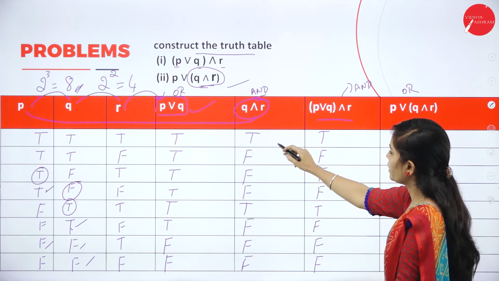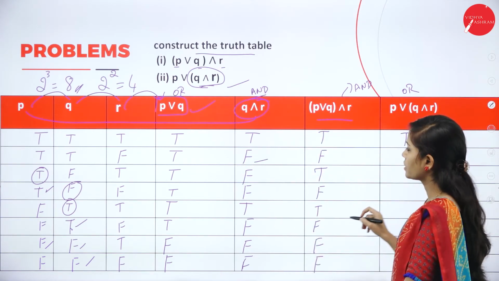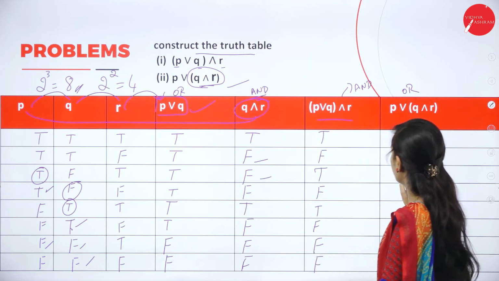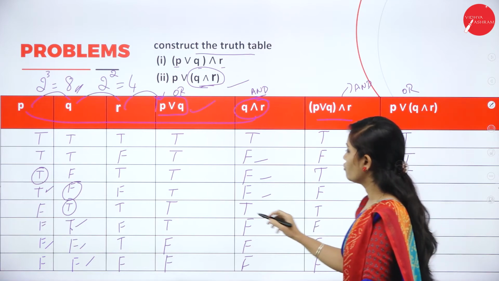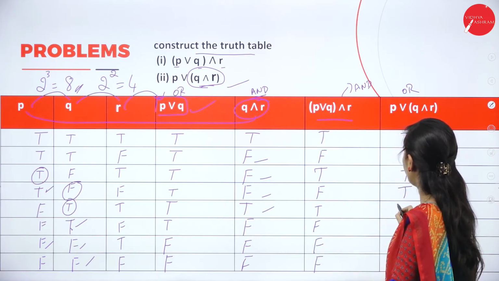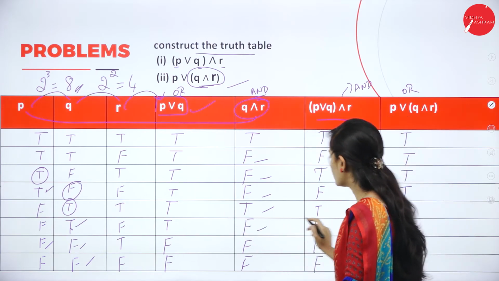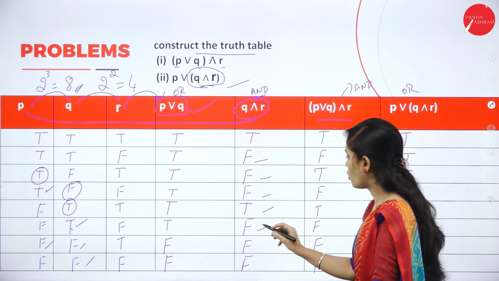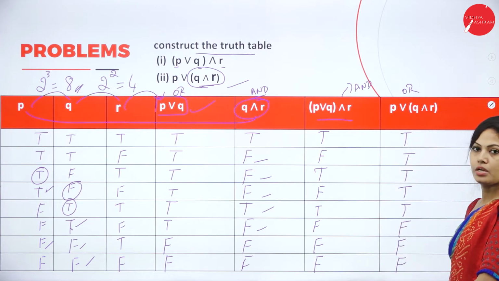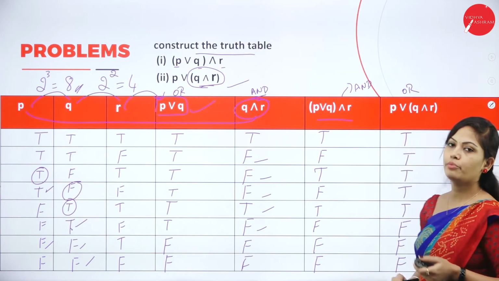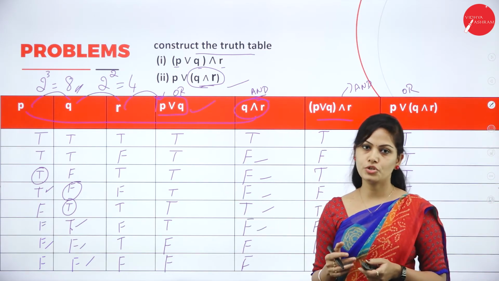So true, true means it is true, and true, false, the condition is true, and true, false, the condition is true, and again true, false, the condition is true, and false, true is also true. If any one of the conditions is true, then it is true. False, false is false. So this is your truth table for 3 variables. If you get 3 statements, you can easily construct the truth table.